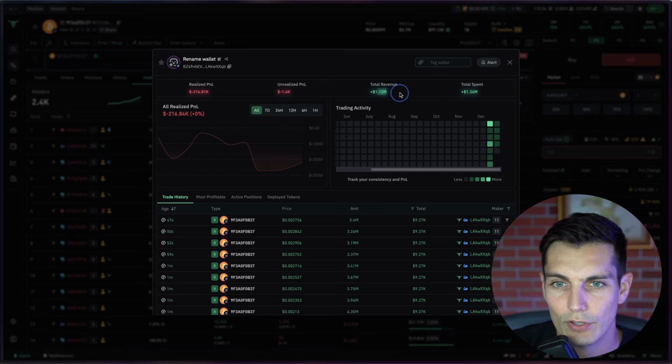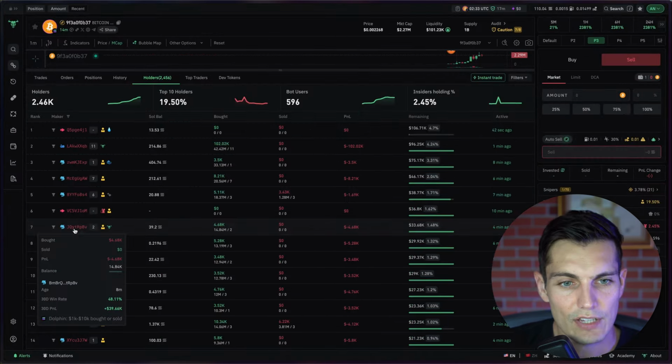Total revenue plus 1.11 million. Total spend 1.3 million. That's a strange wallet. Let's check this wallet. 50% win rate and made 40K in the last 30 days.